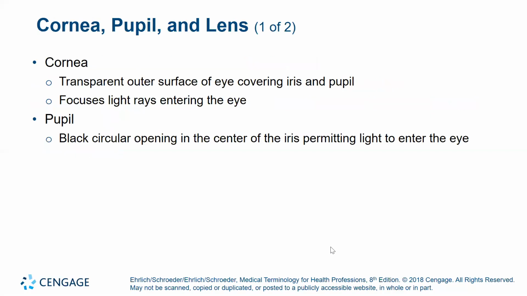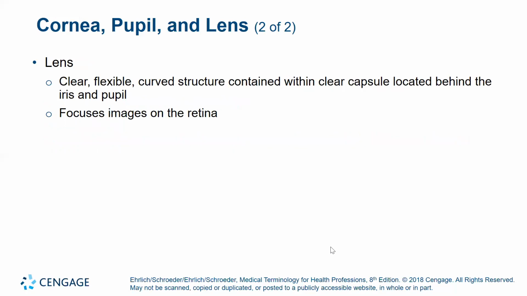We have the cornea, pupil, and lens. So the cornea is the transparent outer surface of the eye. This is covering the iris and pupil. This focuses light rays entering the eye, and then the pupil is just that black circular opening in the center of the iris. And this permits light to enter the eye. The lens then focuses images on the retina. It's a clear, flexible, curved structure contained within a clear capsule located behind the iris and pupil.